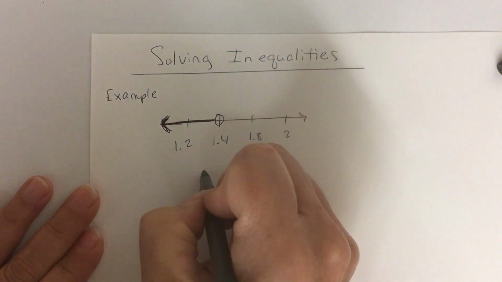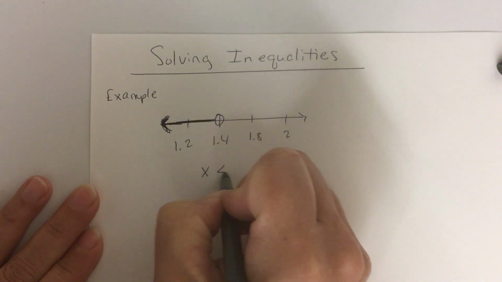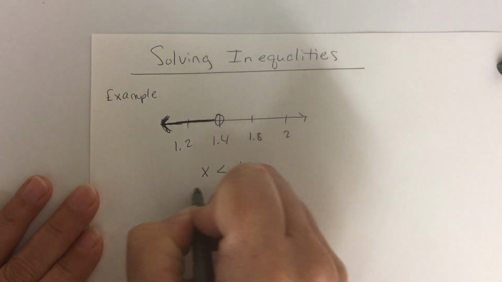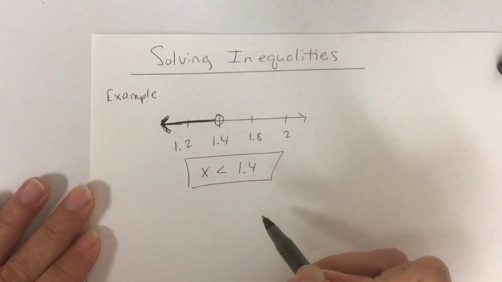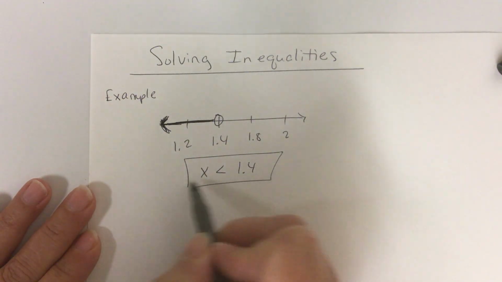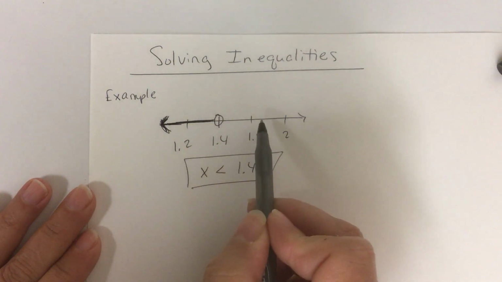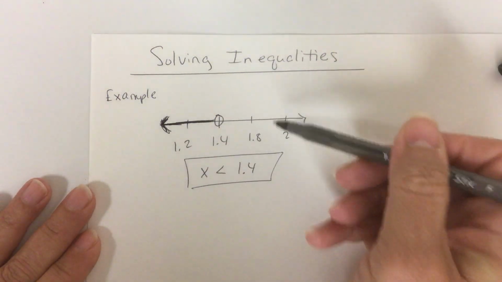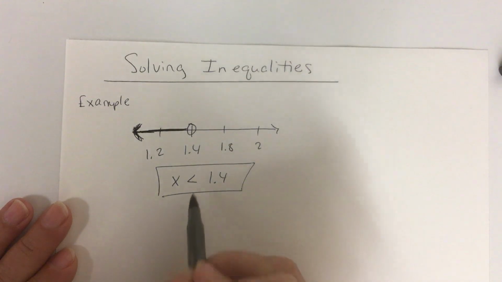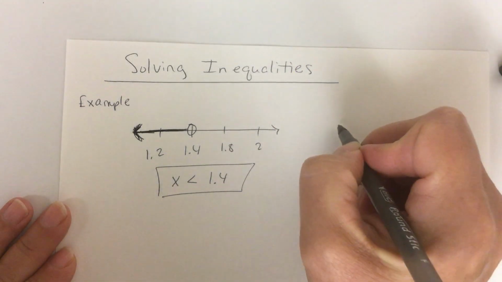So the way that we write that is x is less than 1.4. So these two things are equivalent. This is the expression with an inequality sign. This is the picture on the graph. So this is the graph of this inequality.